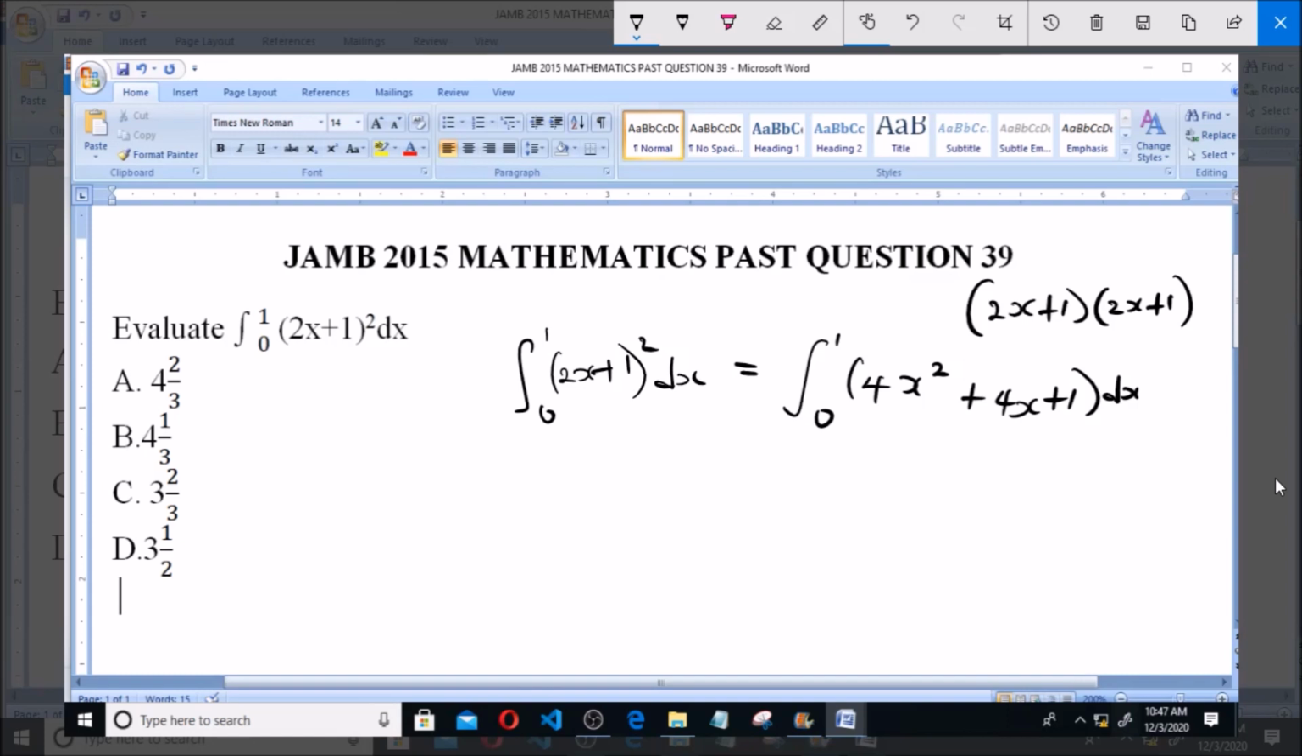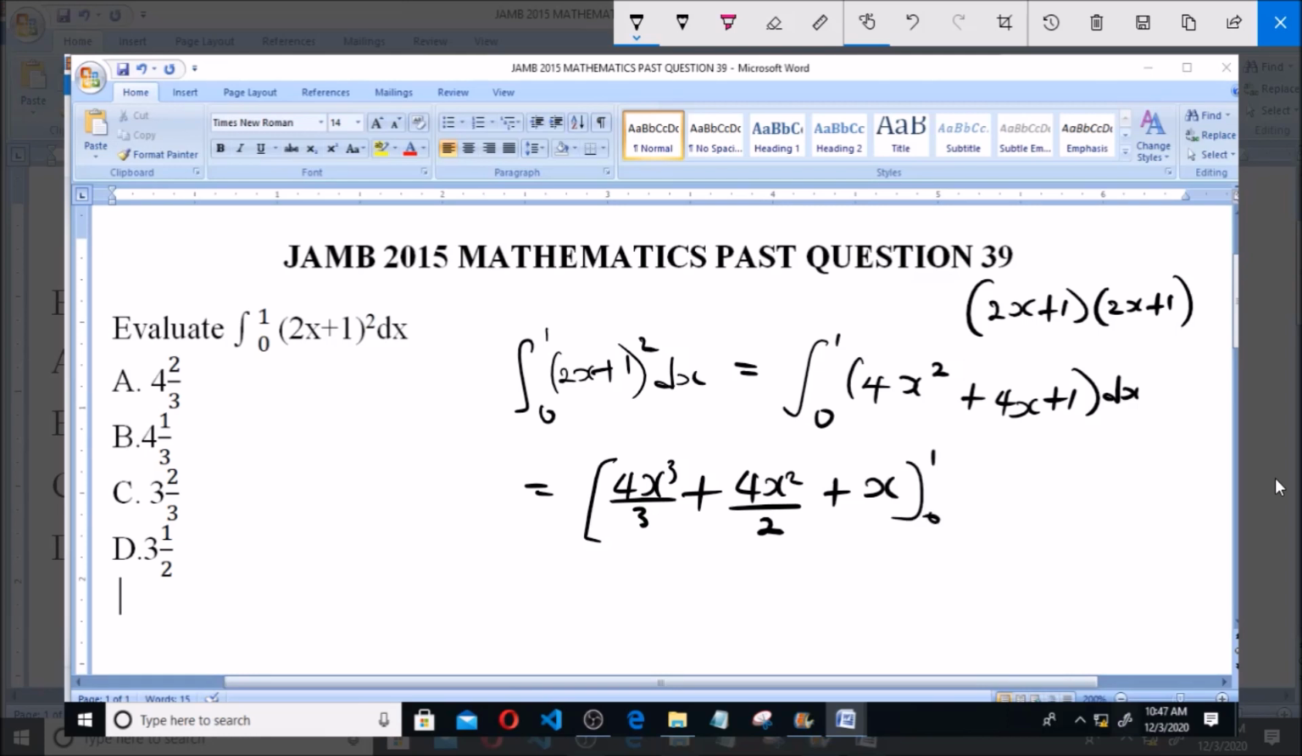So this is equal to, integrating this now, integrating 4x squared, we'll have 4x raised to the power of 3 all over 3, plus, integrating 4x, we'll have 4x squared all over 2, plus, then 1 is x, close brackets, with limits 0 to 1.